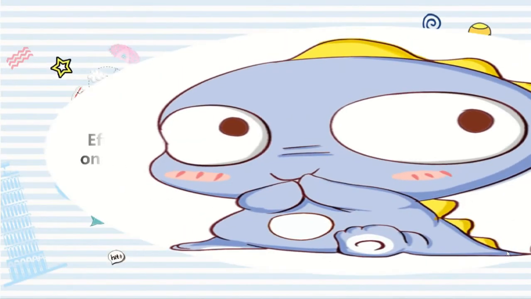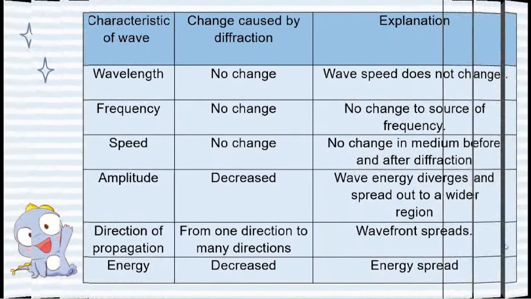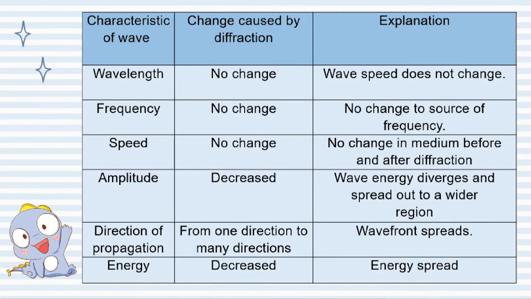Now we'll move on to the effects of diffraction on the characteristics of wave. There are 6 characteristics of wave. For the first one, wavelength. The wavelength does not change because the wave speed does not change. For the second one, frequency does not change because there is no change to the source of frequency. For the third one, speed does not change because there is no change in medium before and after diffraction.